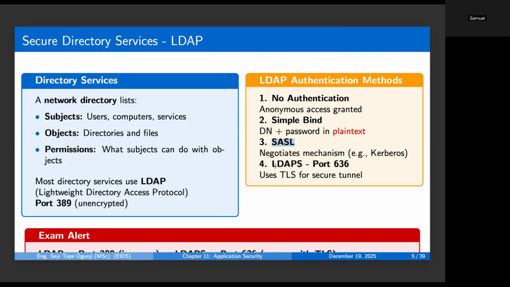So those are the authentication methods in LDAP. No authentication, that means anyone has access. Simple bind, plain text, password and username. Then the SASL method. Then the LDAPS secure protocol, which combines TLS security mechanisms or TLS encryption with LDAP itself.